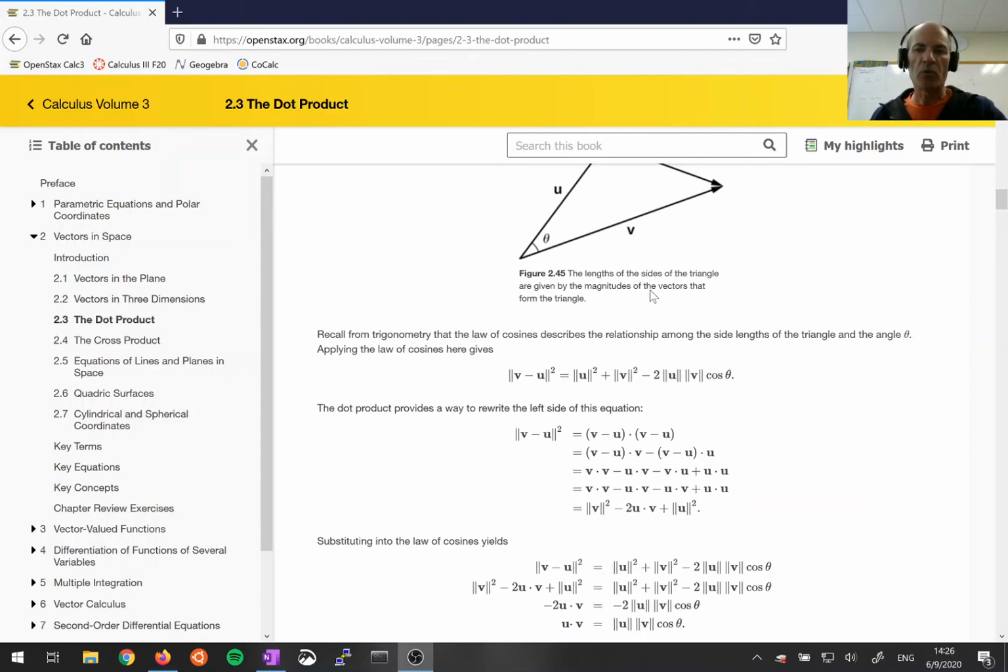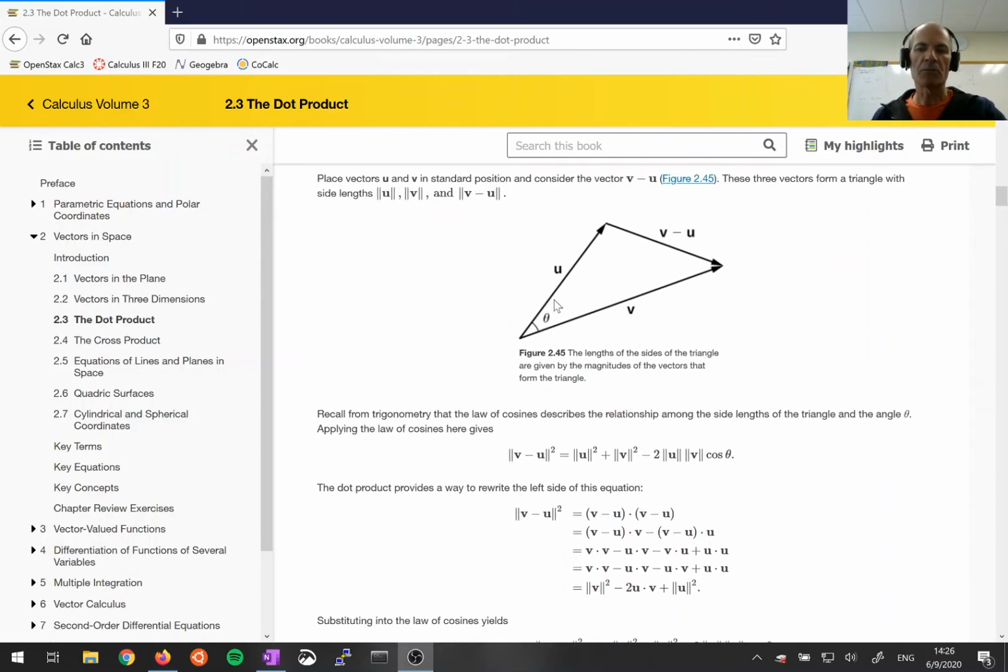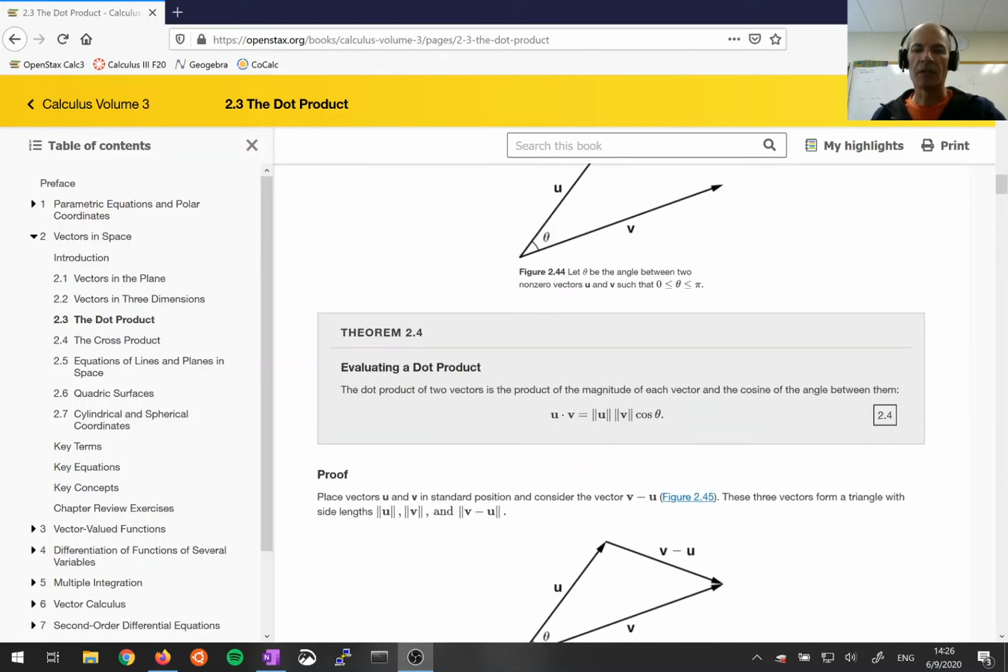And we can write a triangle in terms of vectors strategically. One vector is u, one vector is v, and with the angle between them, we use the law of cosines, and out pops this identity.